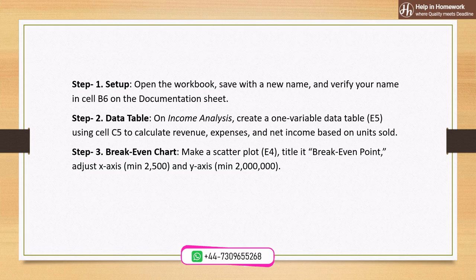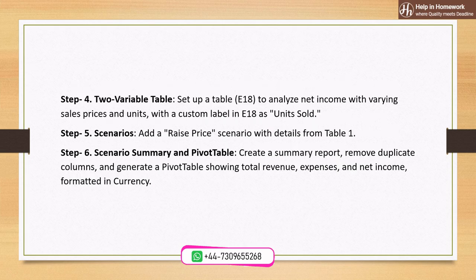Step 3. Break-even chart. Make a scatter plot in E4, title it Break-Even Point, and adjust the x-axis minimum to 2,500 and the y-axis minimum to 2 million. Step 4. Two-variable table. Set up a table in E18 to analyze net income with varying sales prices and units, with a custom label in E18 as units sold.